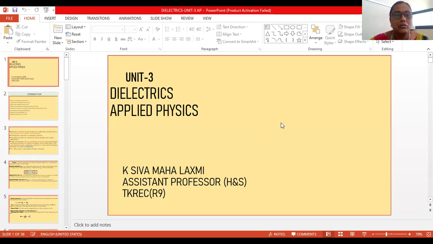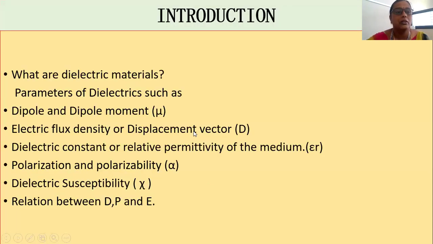Today we are going to discuss the topic dielectrics. In this topic, the contents are: what are dielectric materials, parameters of dielectrics such as dipole and dipole moment, electric flux density or displacement vector D, dielectric constant or relative permittivity of the medium epsilon r, polarization and polarizability alpha, dielectric susceptibility chi, and the relation between D, the electric displacement vector, P, the polarization vector, and E, the electric field.